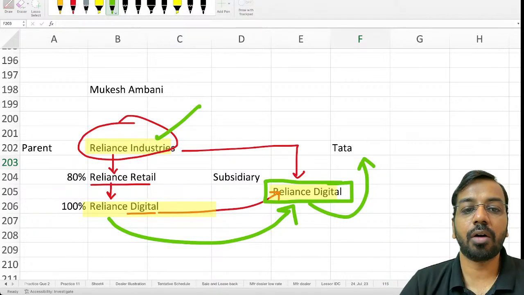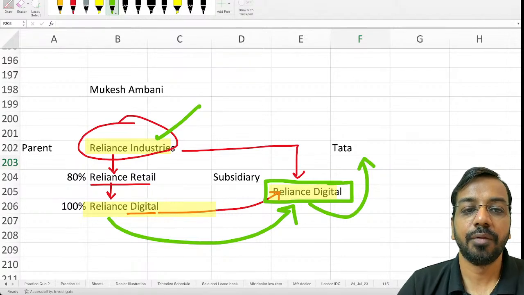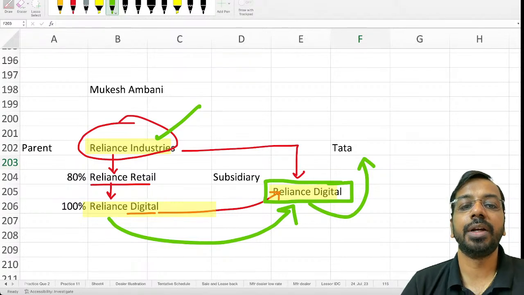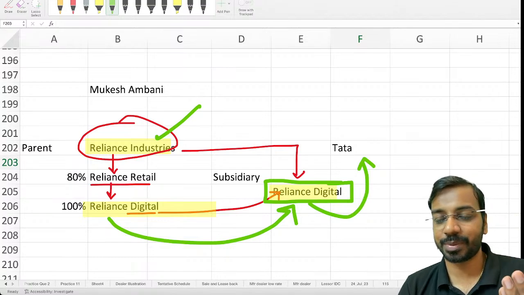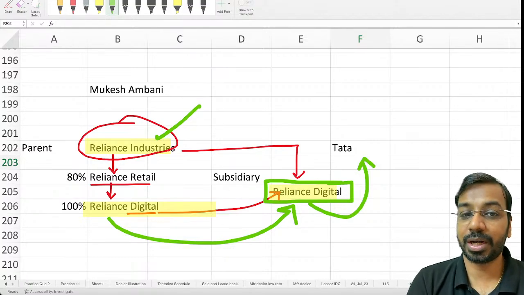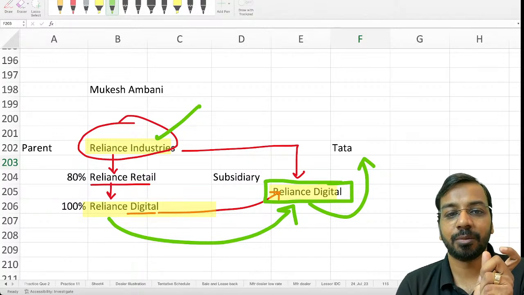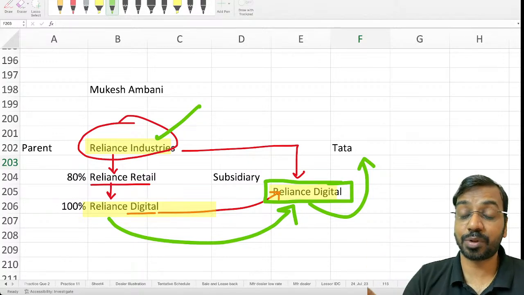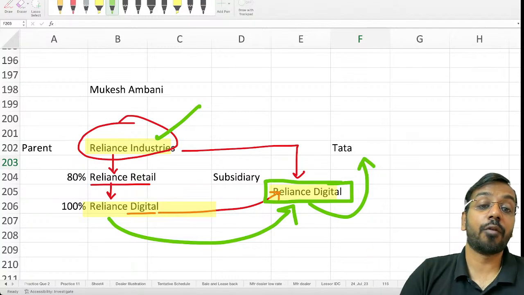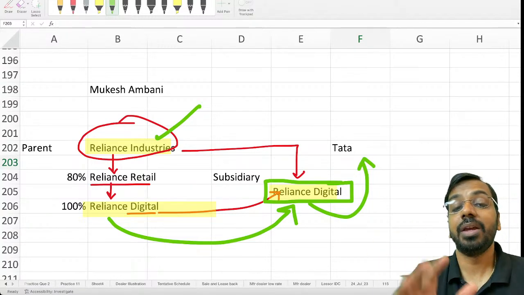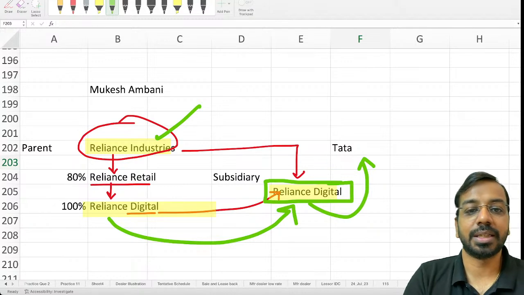Now, how do we account for a common control business combination? We follow the pooling of interest method. If you remember, you would have learned about the pooling of interest method in AS 14. So here also we will apply the pooling of interest method. This is one exception that we need to understand: whenever we follow the pooling of interest method, we will not use fair value of assets and liabilities.